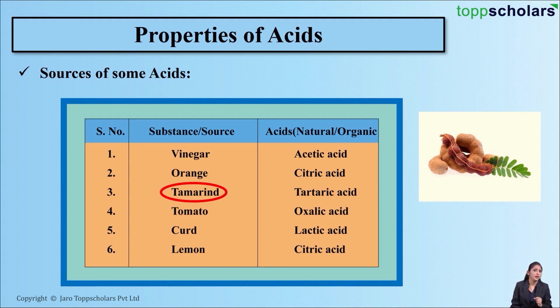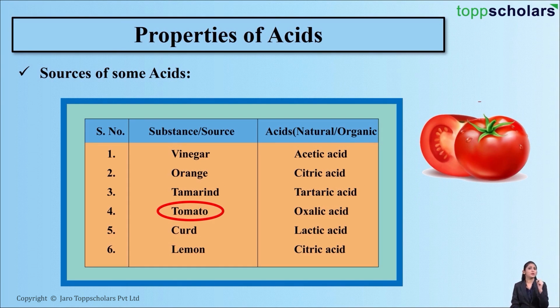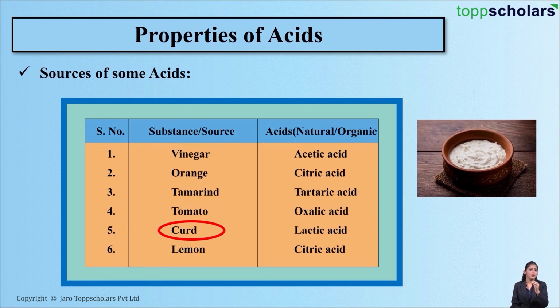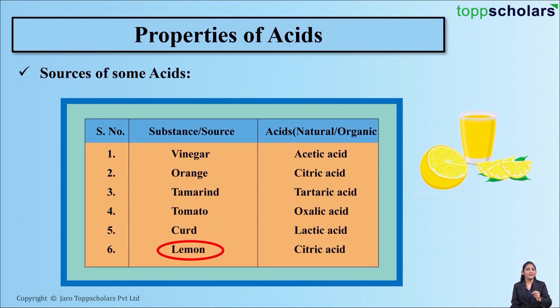What about tamarind, friends? Yes, tamarind is sour to taste, right? But do you know which is the acid present in tamarind? Yes, tamarind contains tartaric acid. What about tomatoes, friends? Yes, tomatoes are also sour to taste. And tomatoes contain oxalic acid. What about curd? Curd is also sour to taste, right? And which is the acid present in curd? Lactic acid. What about lemon? Lemons are also sour to taste and they contain citric acid.